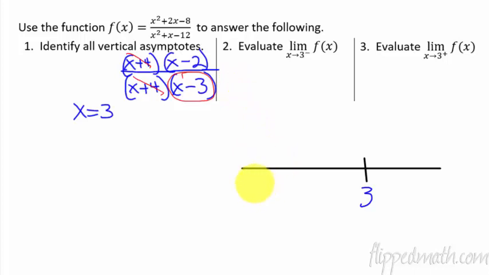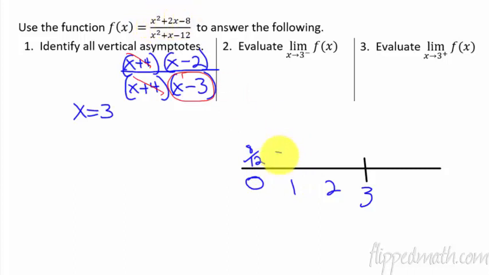Well, we could try plugging in the number 0, the number 1, the number 2, and we'll see as we're approaching 3, where is it going? So 0 is really easy. If you plug in a 0, you get negative 8 over negative 12. So plugging in a 0, we get a y value of positive 8/12, which we would reduce.